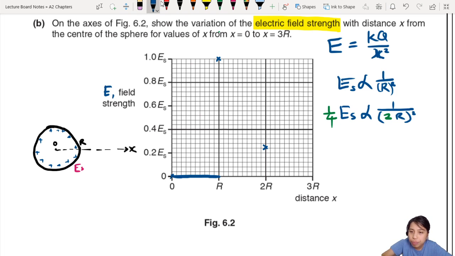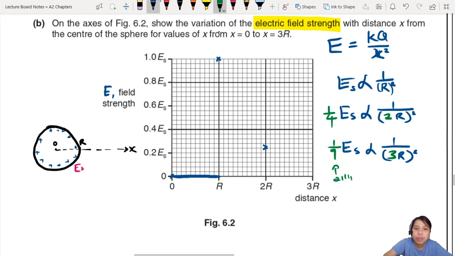And the last one, since we can do one more, so we go ES 1 over R square. What is the R, the new R? New R is 3 times away from the center. So that will be 1/3 square, so 1/9. 1/9 is, by the way, 0.111. So you have to find at 3R where is 0.111. 0.4812, somewhere here. Check your graph properly.